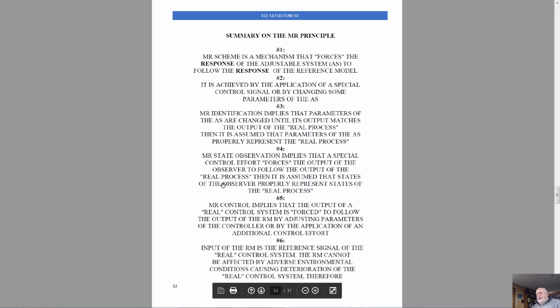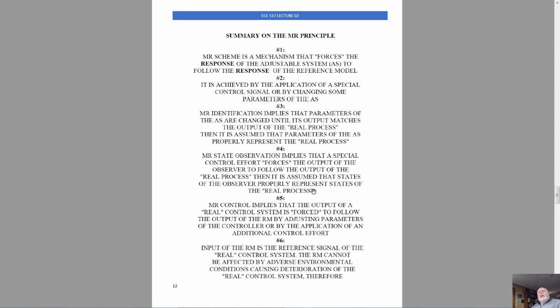Model reference state observation, it's number 4, implies that a special control effort forces the output of the observer to follow the output of the real process. And then it is assumed that the states of the observer properly represent states of the real process. So with observer you will have much less problems than with the parameter estimation.